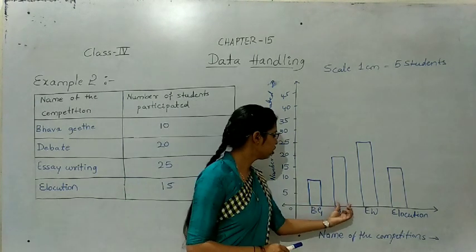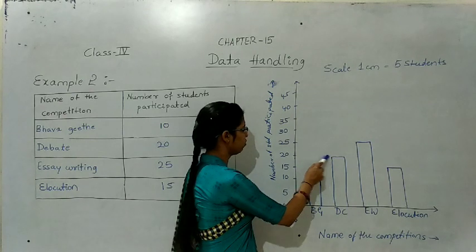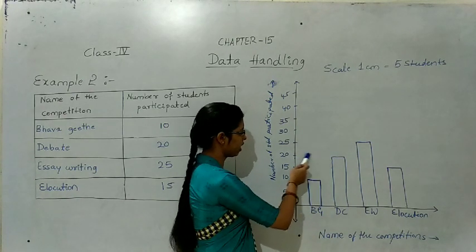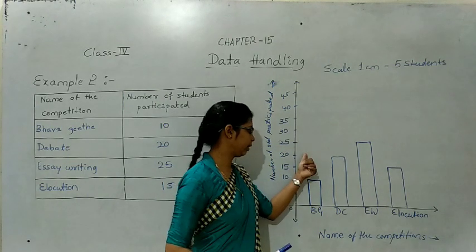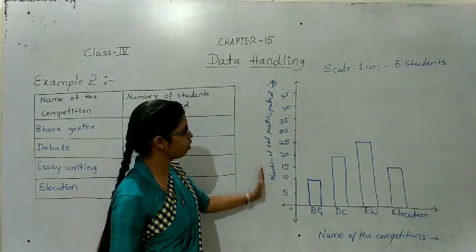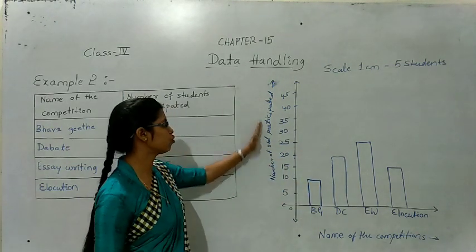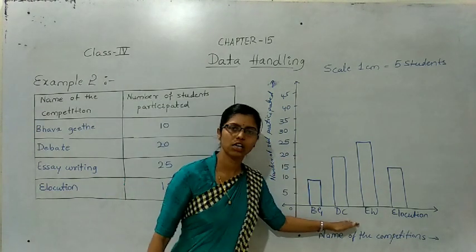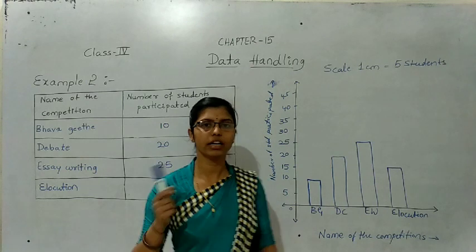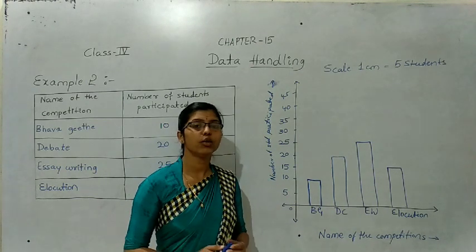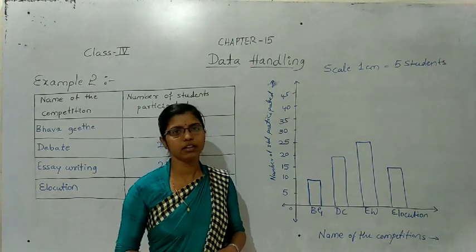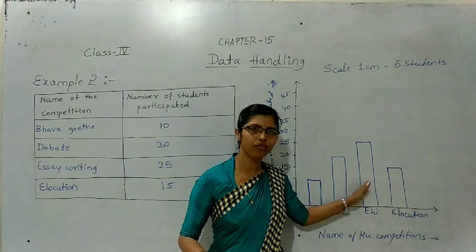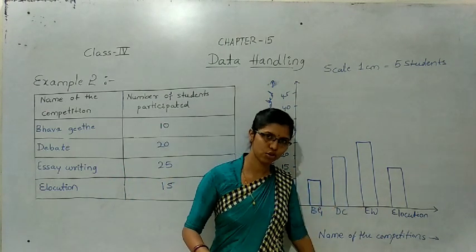See, you should look at the last line here. The debate competition bar is exactly equal to 20. And this vertical line indicates the number of students participated. So 20 is the answer. If they ask how many members participated in the debate competition, it means 20 members participated. Okay. So sometimes they will give the graph and ask some questions to you.